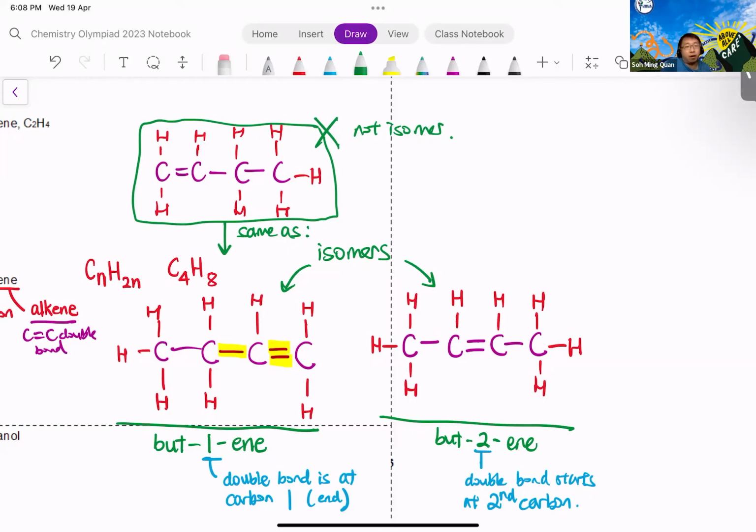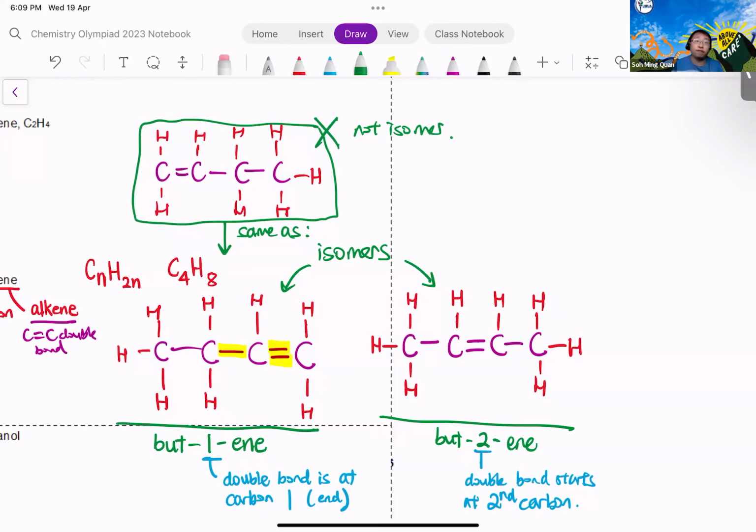So the challenging part, of course, when it comes to isomers is recognizing what are isomers and what are not isomers. It's not an isomer in this case because when you flip left to right, you get back but-1-ene. So it's the same molecule. If you can get back the same thing, then it's the same molecule.